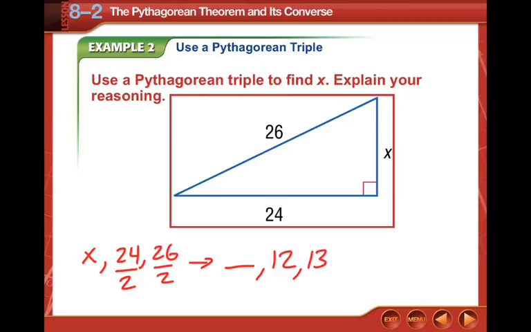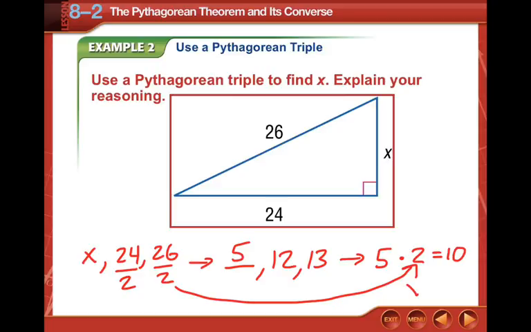And if you look back at that table that we just looked at, the second one has 12 and 13 as 2 numbers of the Pythagorean triple. The third number is 5. So now we're going to take this 5 and multiply it times the thing we factored out previously, the 2. 5 times 2 is 10, and that's our x. So x is 10.